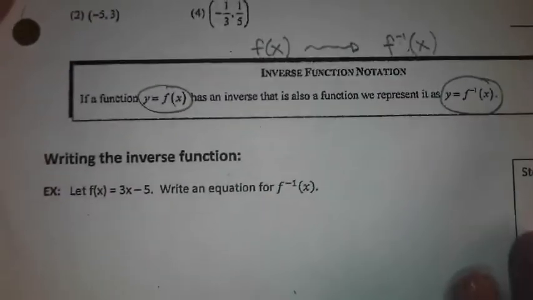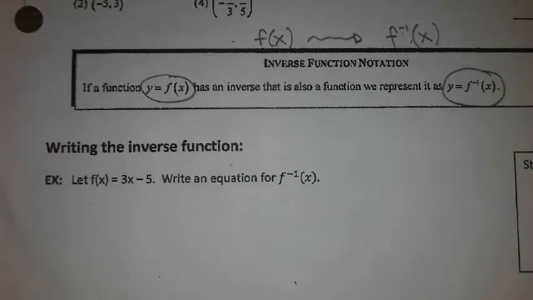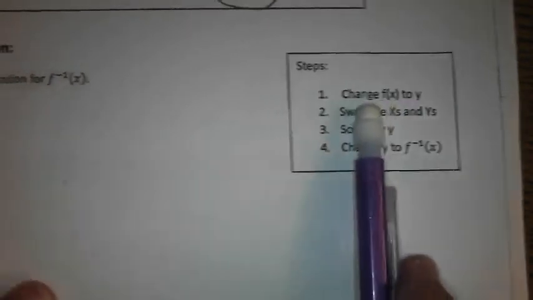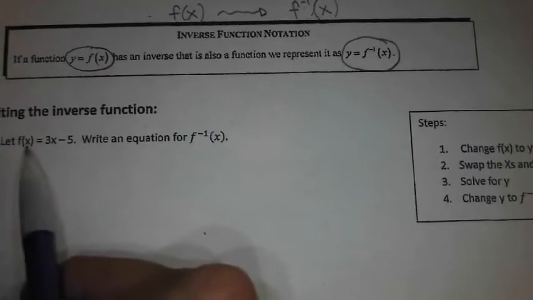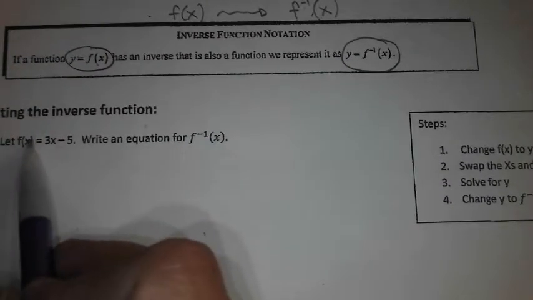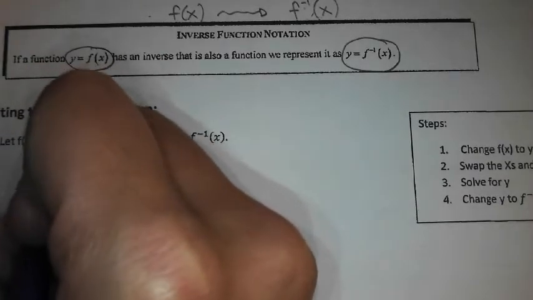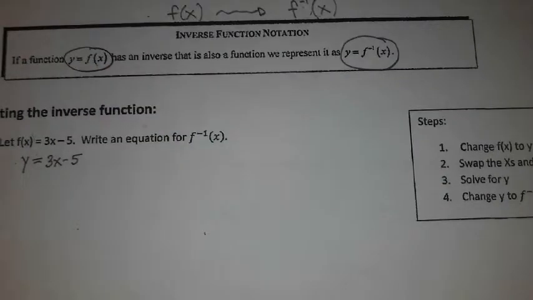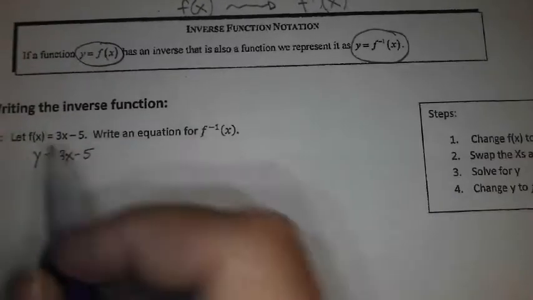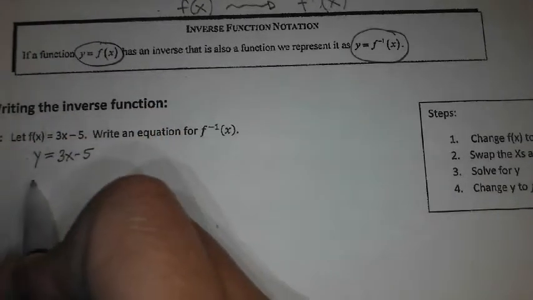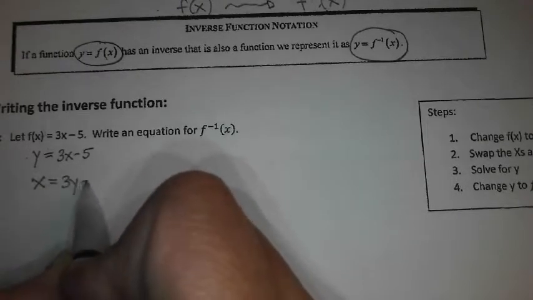All right? Writing the inverse function, again, is something we will do over and over again. This will be a flashcard eventually. There's a list of steps that you do, and here they are. The first thing we do is take the original function, written in function notation, and change the f of x to y. That's just because y and f of x mean the same thing. So y equals 3x minus 5. Step 2, swap the x's and y's. So now instead of y equals 3x minus 5, I have x equals 3y minus 5.